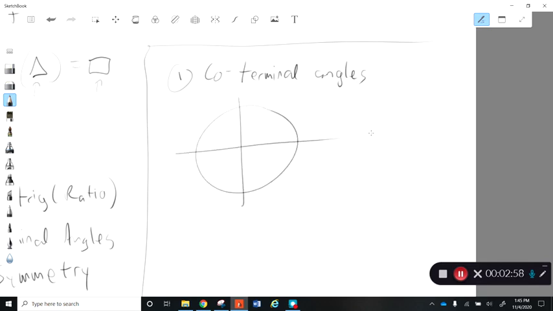Take, for example, 5 pi over 6. 5 pi over 6 has this terminal point right here. The coordinates of that terminal point, based on the unit circle, should be negative square root of 3 over 2 and 1/2. Now that is coterminal with, for example, negative 7 pi over 6. 5 pi over 6 and negative 7 pi over 6 both terminate in exactly the same place.